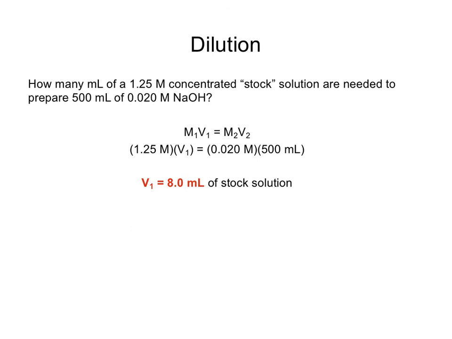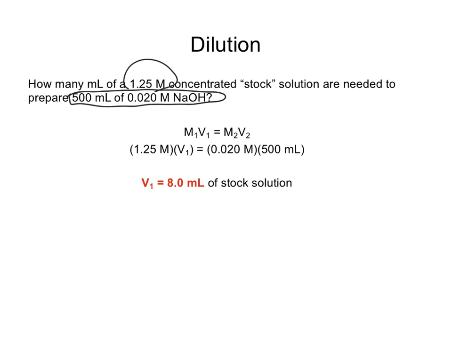How many milliliters of a 1.25 molar concentrated stock solution are needed to prepare 500 mils of a 0.25 molar solution of sodium hydroxide? So this is typical. You know what you want to make, 500 mils of a 0.25 molar hydroxide solution, and this is what you got. You got this concentrated solution. That's maybe from the stockroom. So the stockroom gives you the 1.25 molar, and you've got to do this calculation.